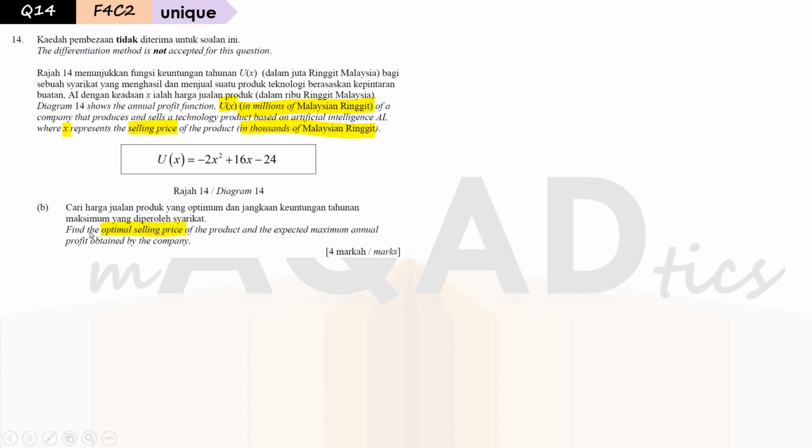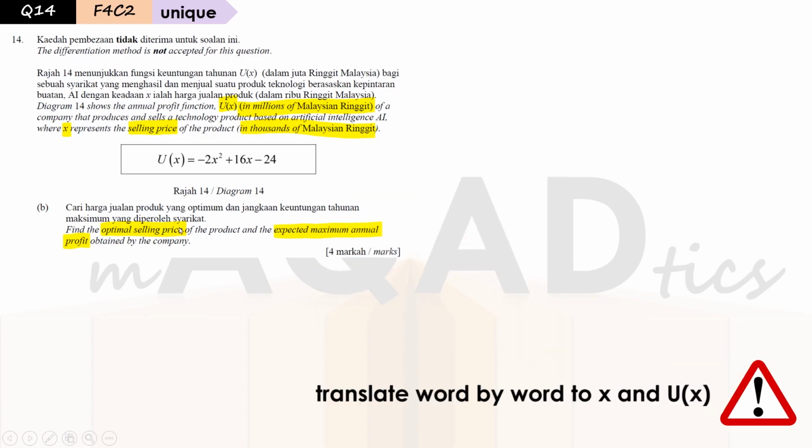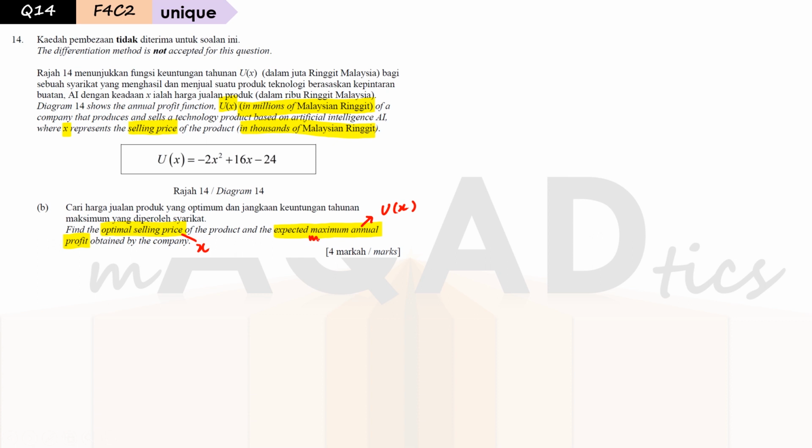Next part, it says find the optimal selling price and the expected maximum annual profit obtained by the company. Alright, so let's translate word by word. So selling price again is x, and annual profit is u of x. Maximum, okay, how do we find the maximum? So according to our chapter here, if we want to find maximum or minimum of something, we need to find out the maximum point or the minimum point, right?